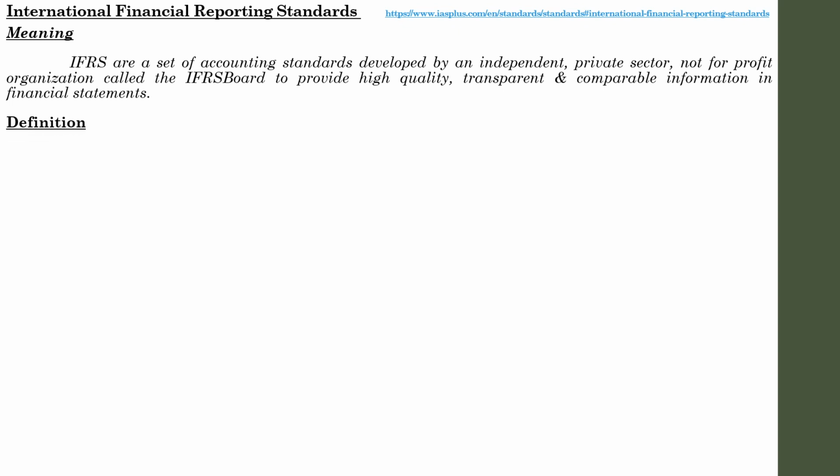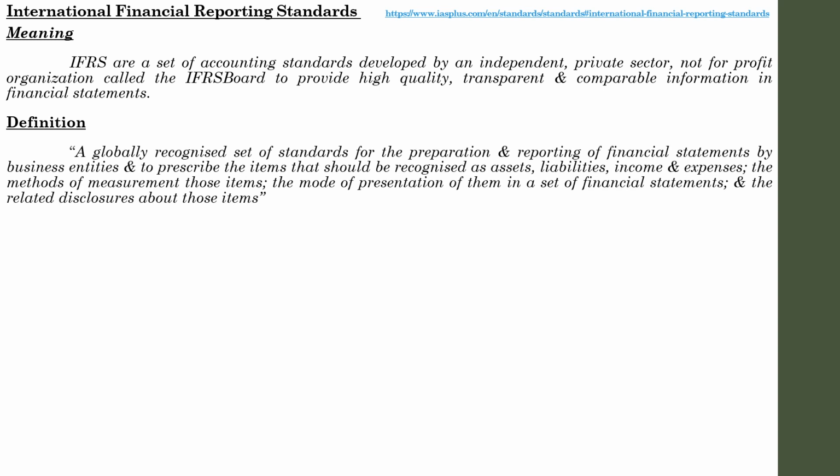So there is a universally accepted definition for IFRS. Let us go into that. We can say IFRS may be defined as a globally recognized set of standards for the preparation and reporting of financial statements by business entities, and to prescribe the items that should be recognized as assets, liabilities, incomes and expenses. Not only that, the methods of measurement of those items, the mode of presentation of them in a set of financial statements and the related disclosure about those items. So that is the main purpose of IFRS.